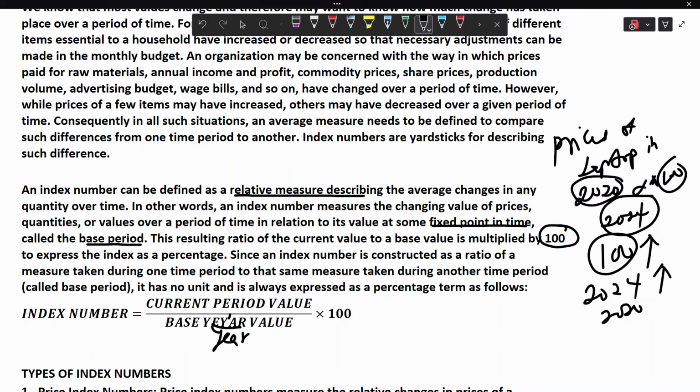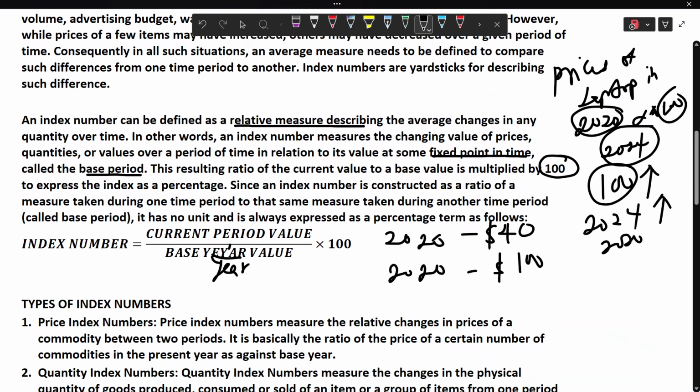Also, you can compute a percentage change in a quantity or in an economic variable to index numbers. What I mean is, assuming you've been given a price. So in 2020, the price of a laptop was, let's say, $40. Then in 2024, the price rose to $100. So now what is the percentage change?